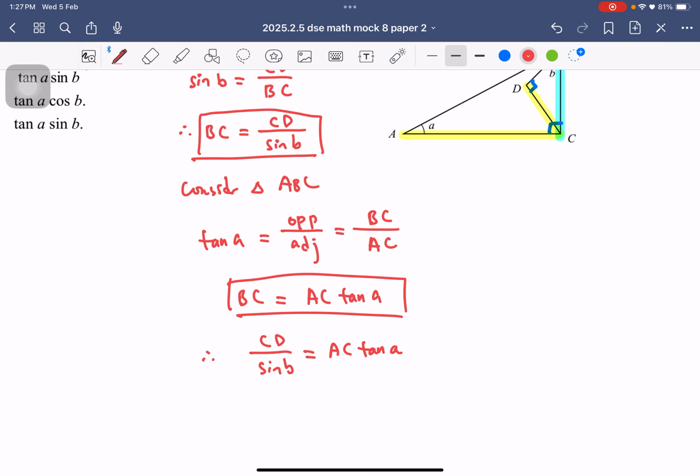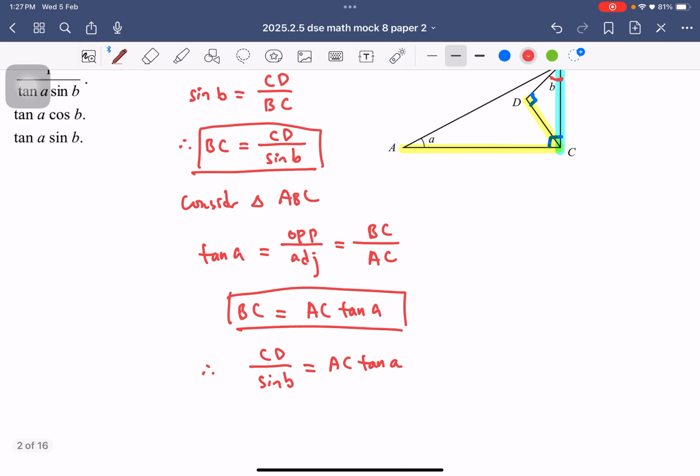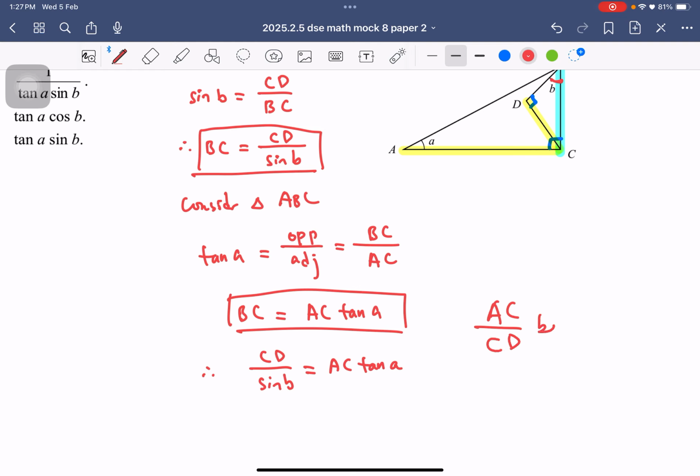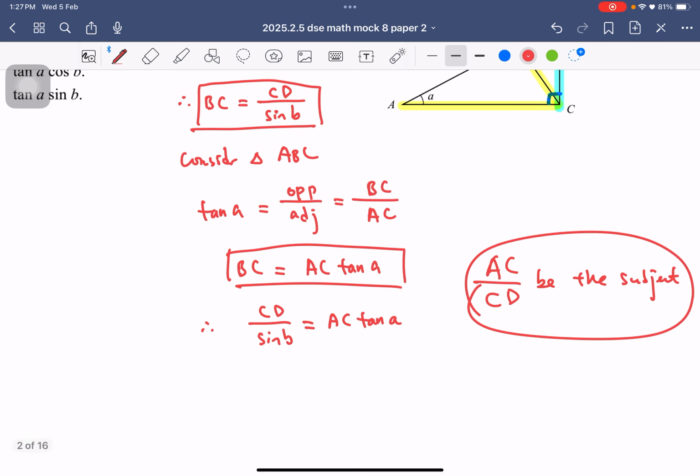What we want to find? What we want to find is AC over CD. So we make AC over CD be the subject. So we're trying to make this be the subject. So where is AC over CD? CD is here. AC is here. So what we're going to do is to move this to the right hand side becomes divide. So I have AC over CD. On the left hand side we still have this 1 over sine B, isn't it? And for this times tangent A, I need to move it to the left hand side becomes times tangent alpha, isn't it? So it becomes AC over CD is equal to 1 over sine B tangent alpha.